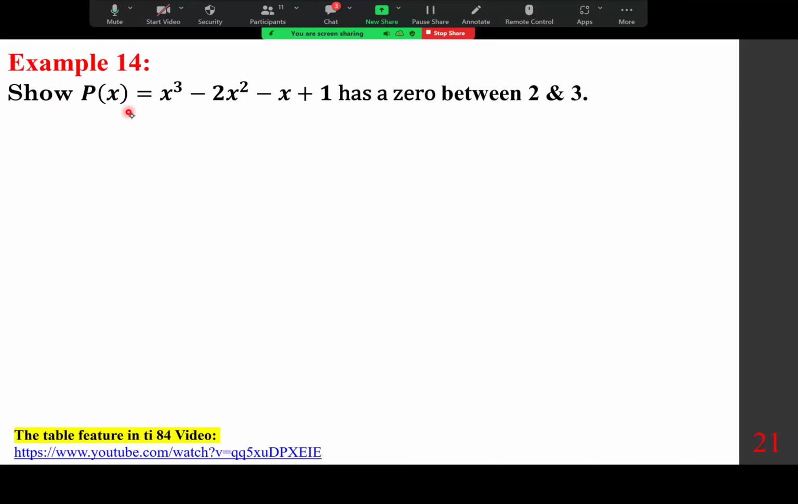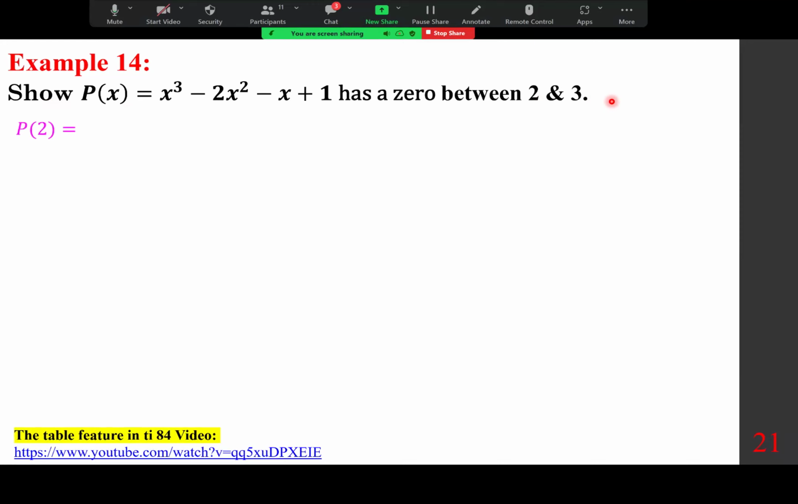Show p of x equals x cubed minus 2x squared minus x plus 1 has a 0 between 2 and 3. They have given us specific points. So basically, we are going to plug in 2 and 3, and we hope one of them gives us negative and one of them gives us positive.